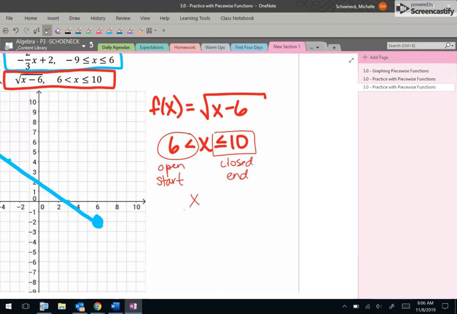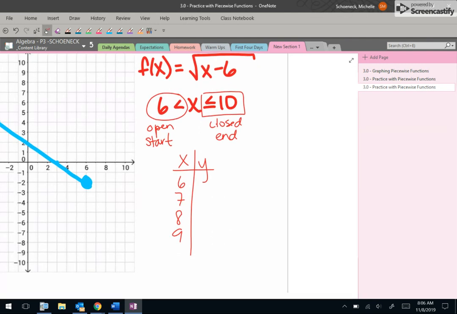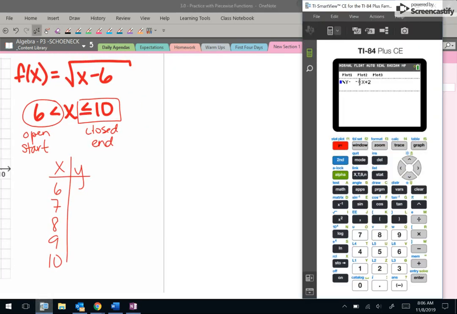So we've got our table going from 6 to 10. Now let's type it into y equals, and figure out what kind of function it is and what it's going to look like, and copy down the points. It's the square root of x minus 6. Let's take a look at the graph. That is a square root function. Now let's go to the table and copy it down.